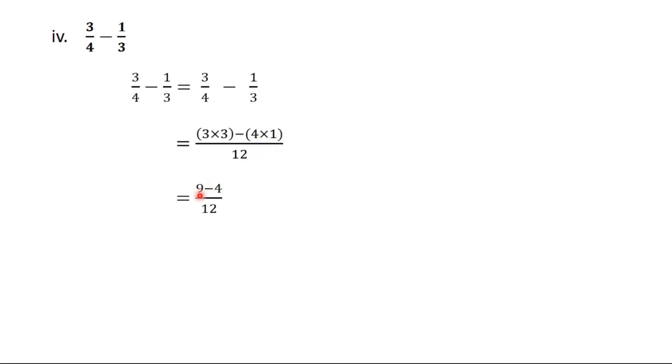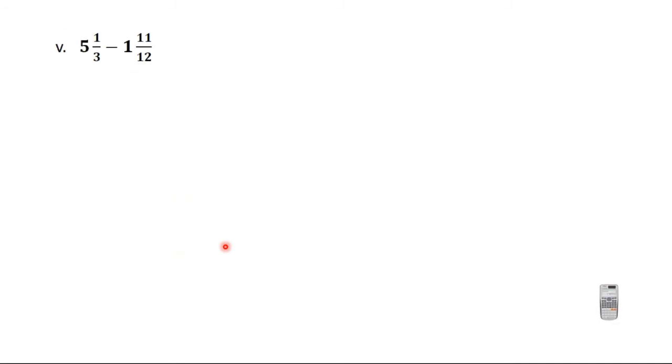We know that 3 times 3 will give us 9. Then minus 4 times 1 will give us 4. So you are going to have 9 minus 4, which is 5, divided by 12. Now this is a proper fraction, so we will leave our answer like that. Let's pick the final example. We have 5 whole number 1 over 3 minus 1 whole number 11 over 12. So once again, we will convert these to improper fractions.